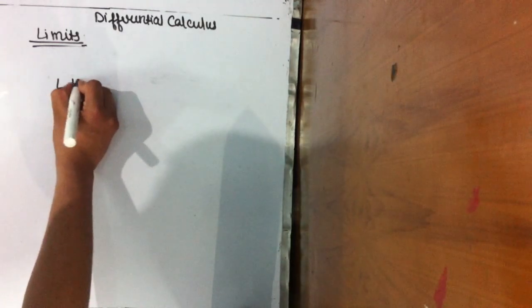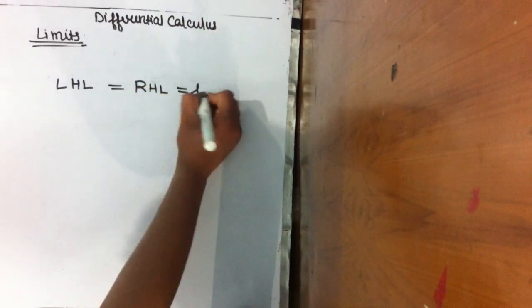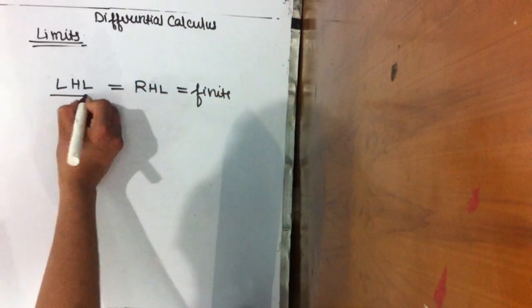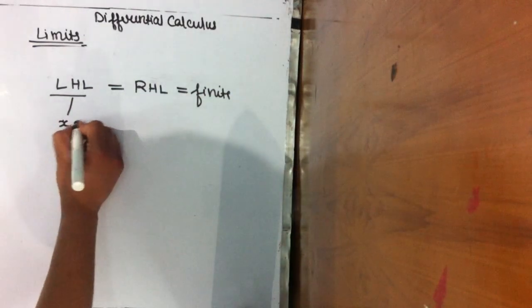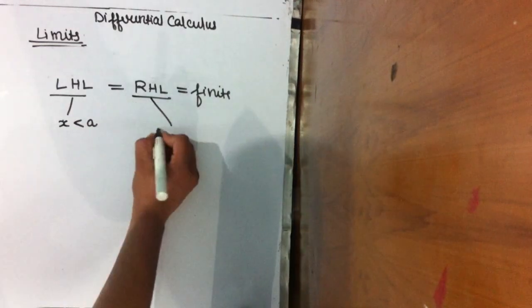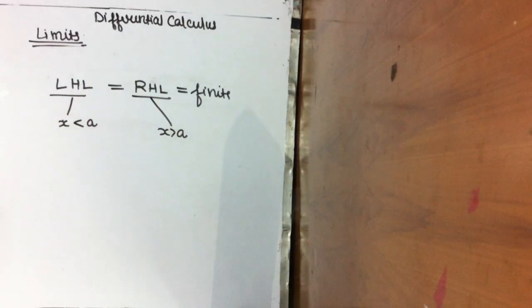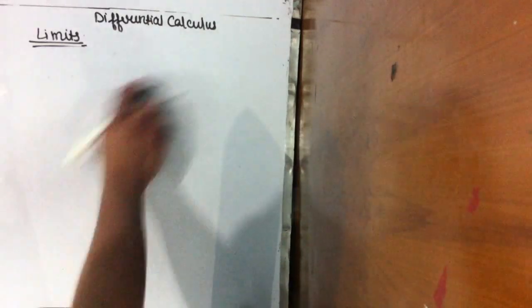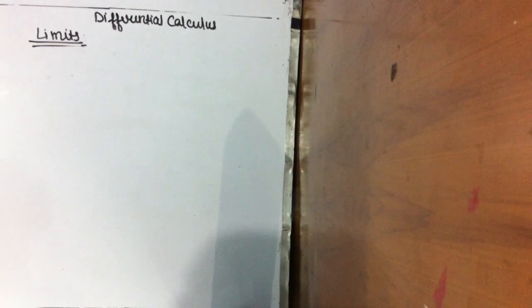That limit would only exist if the left hand limit is equivalent to the right hand limit, that is equal to a finite value. Now what do you mean by left hand limit? That is approaching the function from a slightly lesser value than a, and when we approach the function with a slightly greater value than a, then it is called the right hand limit. Now this is limit, and how do we apply it for the existence of limits?